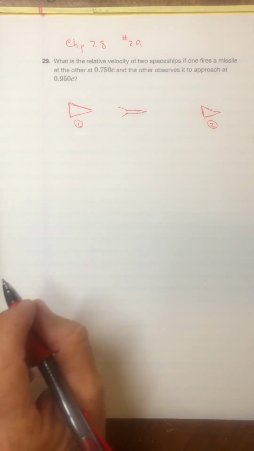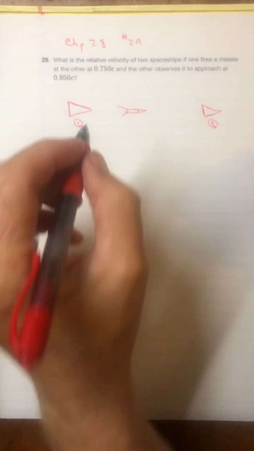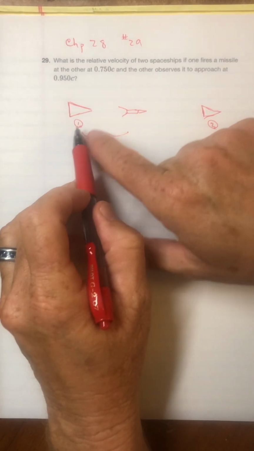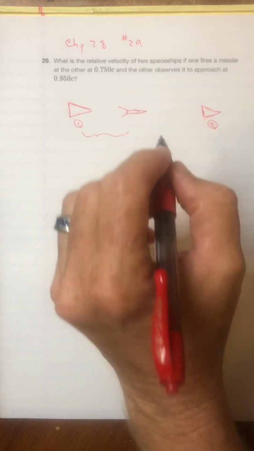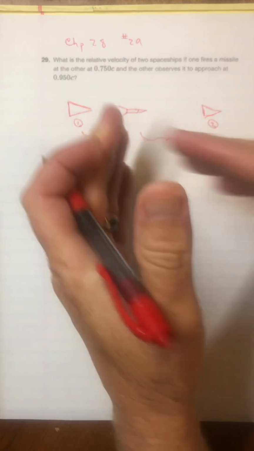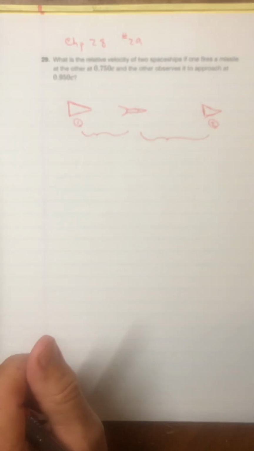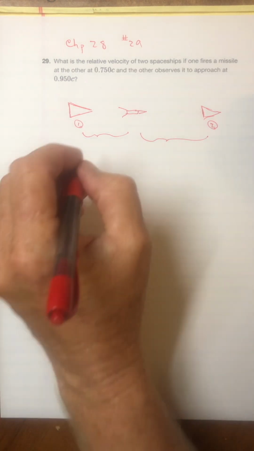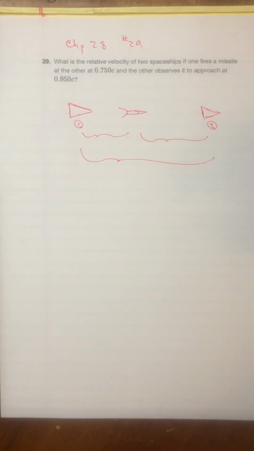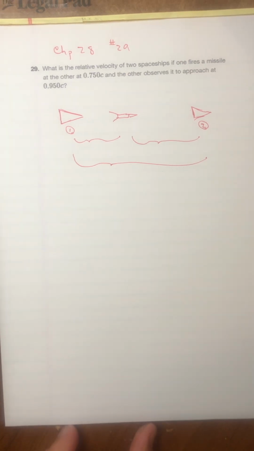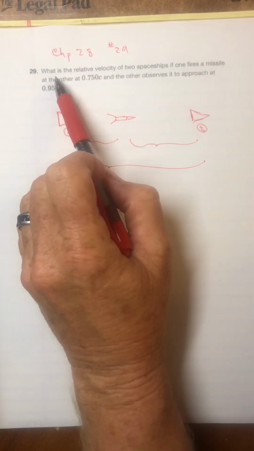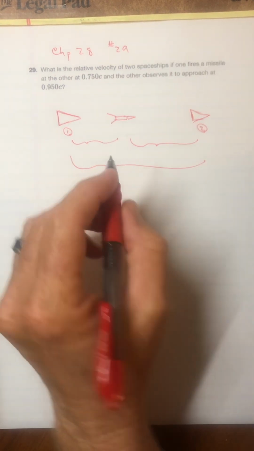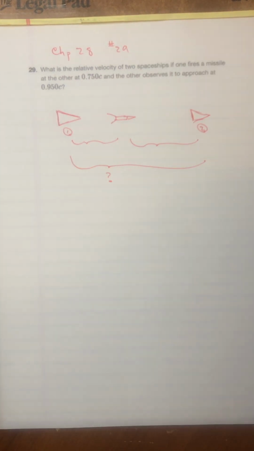And so hopefully you see these three different speeds. There would be a speed of how fast is the missile going away from ship number 1. How fast is the missile approaching or separating, depending, ship number 2. And then how fast are the two ships separating? And that's the question. What is the relative velocity of the two ships? So this is the unknown in the problem.